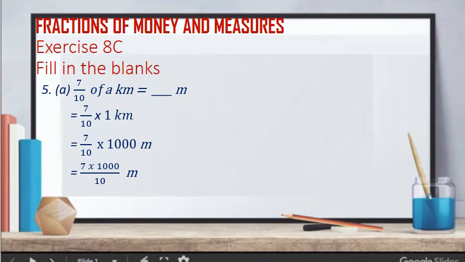Now children, this is equal to 7 multiplied by 1000 upon 10. Now we can divide 1000 in the numerator and 10 in the denominator by common number 10. So this is equal to 1000 divided by 10 is equal to 100 and 10 divided by 10 is equal to 1. So now what is left? 7 multiplied by 100 upon 1, which in turn is equal to 700 meters. Now let's come to the next question.